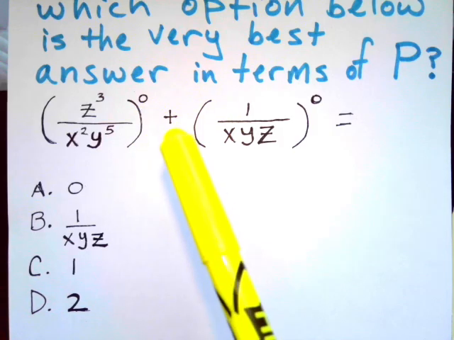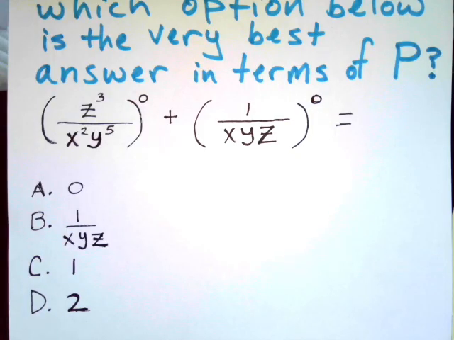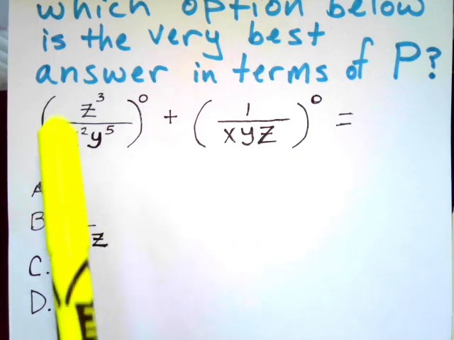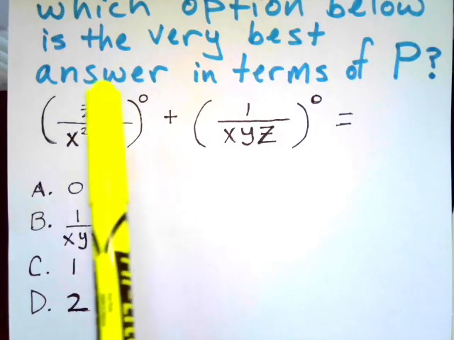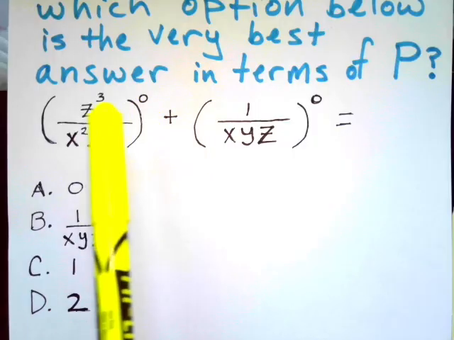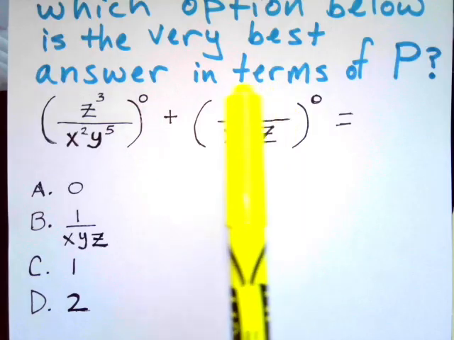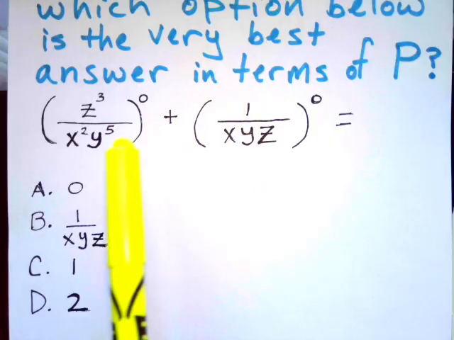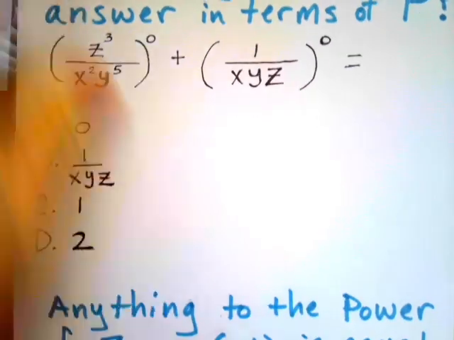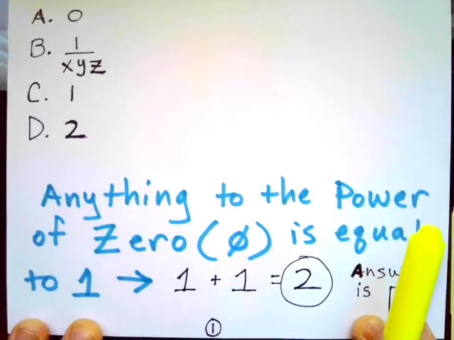So you can see both of these are raised to the power of 0. Anything to the power of 0, if you've been watching my videos, you know is 1. Anything raised to the power of 0 is 1. That means everything in the parentheses on this side is raised to the power of 0. It's got to be 1. Plus, the terms inside the parentheses here are also raised to the power of 0, which means they're also equal to 1. What is 1 plus 1? That gives you 2. So answer D is the correct answer in this particular problem.